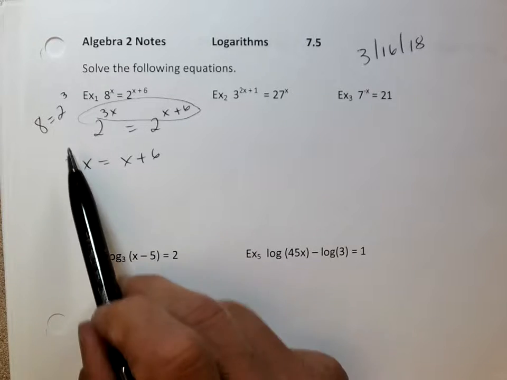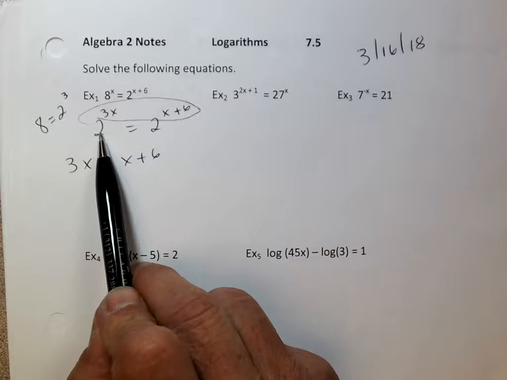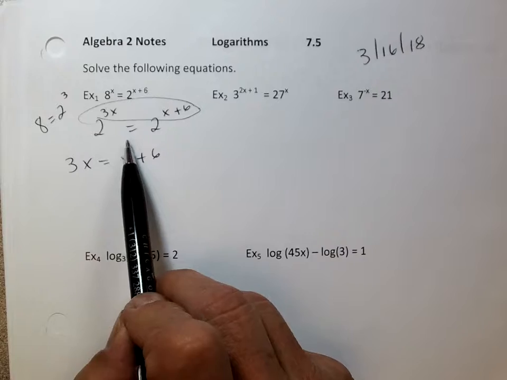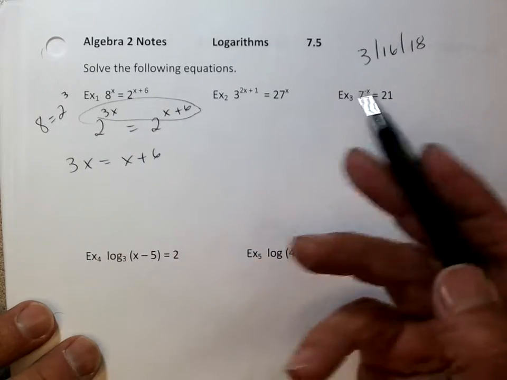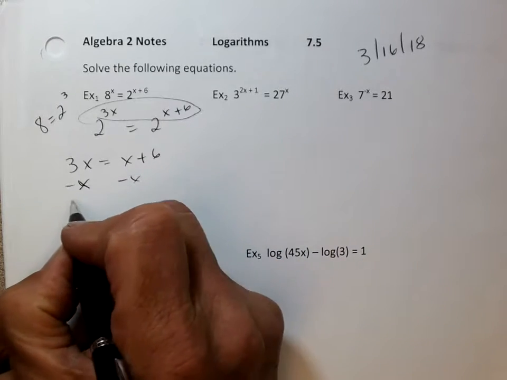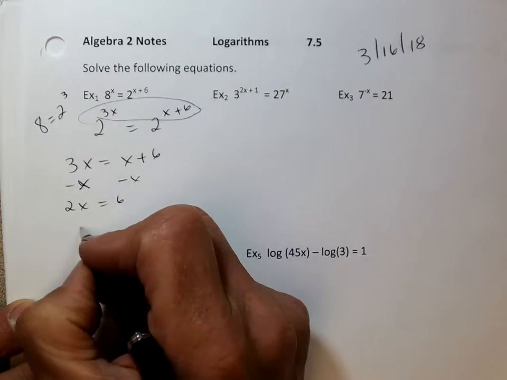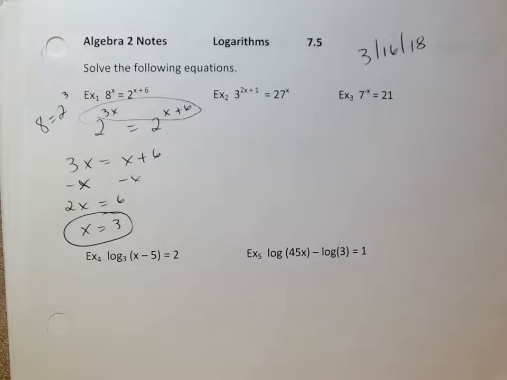I knew that 8 could be rewritten as 2 cubed, which gave them the same base, base 2, which then 2 to 3x would equal 2 to the x plus 6. Obviously, then the 3x would have to equal the x plus 6. And I'll just solve. Minus x, I'll get 2x equals 6. Divide by 2, and x is equal to 3. Okay? That one's not too bad.